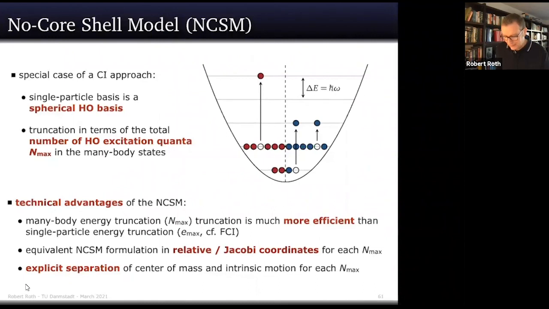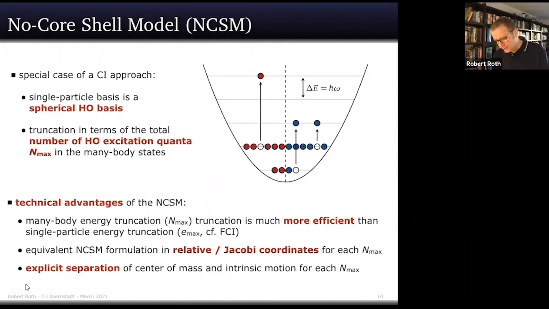You will easily convince yourself that a situation where all the nucleons are up here, which is possible, is a very large Nmax. And you can ask yourself, is that good or is that bad? If I would do this full CI type calculation, and I would include the single particle states up to here, I would have the configuration with all the nucleons up here included. And I would argue, and we'll see later, that it's extremely unlikely that this configuration will be important.